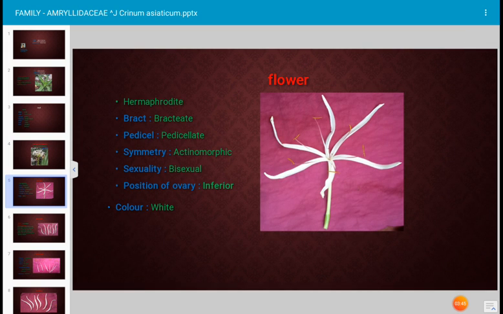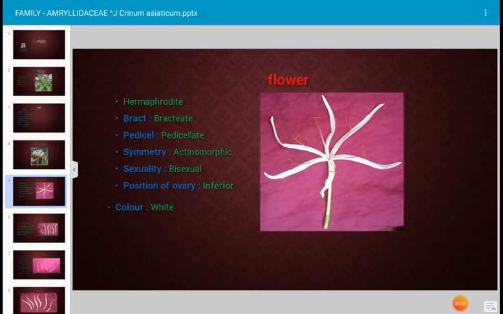this is the flower of Crinum asiaticum, a white, very beautiful flower. It is a hermaphrodite flower. What is a hermaphrodite flower? Hermaphrodite means bisexual flower. When the flower has androecium as well as gynoecium, male and female parts both present in the flower, such a flower is described as hermaphrodite or bisexual. And at the base of the flower, a green colored foliaceous bract is present in Crinum asiaticum. Hence the flower is taxonomically described as a bracteate flower.